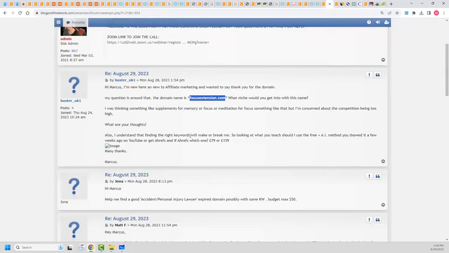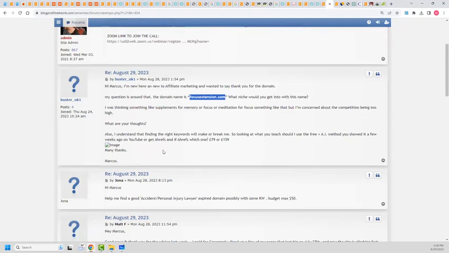Also understand that finding the right keywords will make or break me, so I'm looking at what you teach. Should I use the free plus AI or Ahrefs? Ahrefs is always going to beat AI because it has different data.